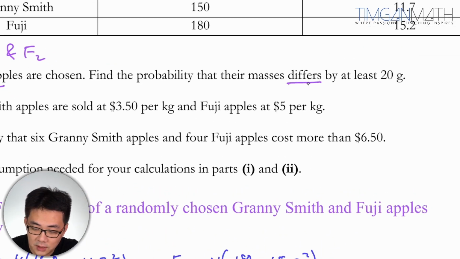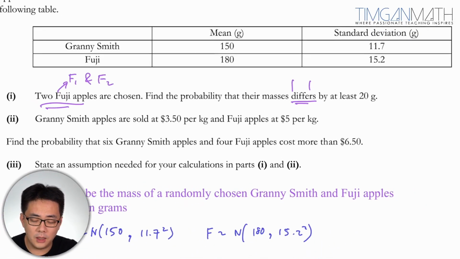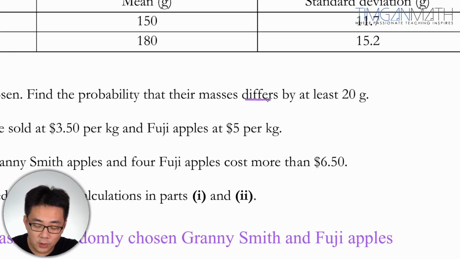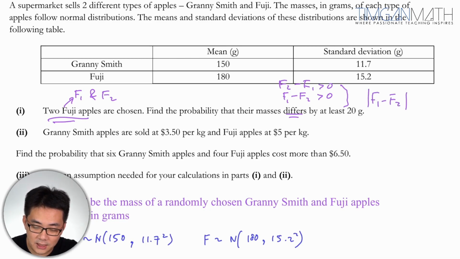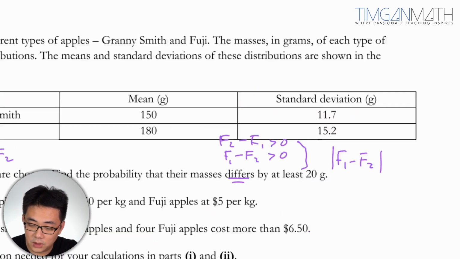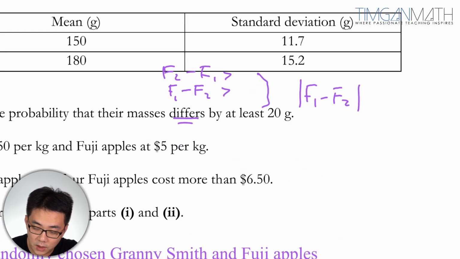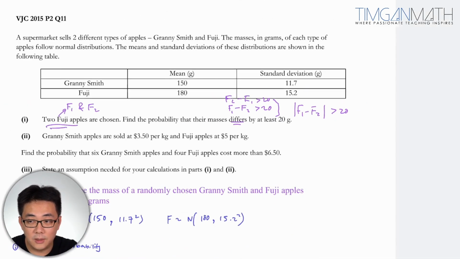So differs just means modulus. Why is it modulus? Because for F1 minus F2, F1 can be heavier or F2 can be heavier, so it doesn't matter which one it is, both can be heavier. So if you merge these two up, it will just be the modulus of F1 minus F2 being at least 20 grams. So this will be bigger than or equal to 20. This is the main thing here.